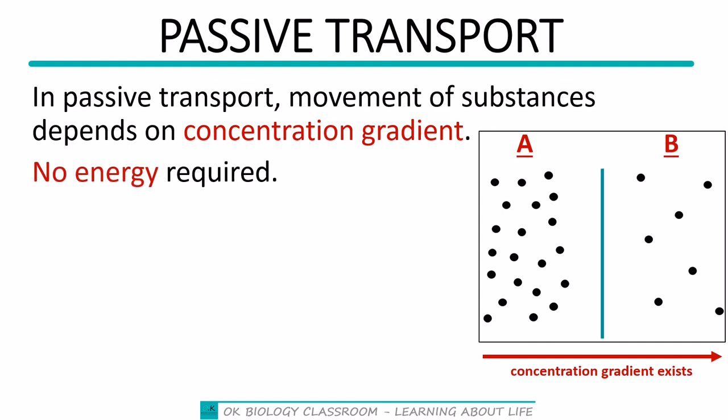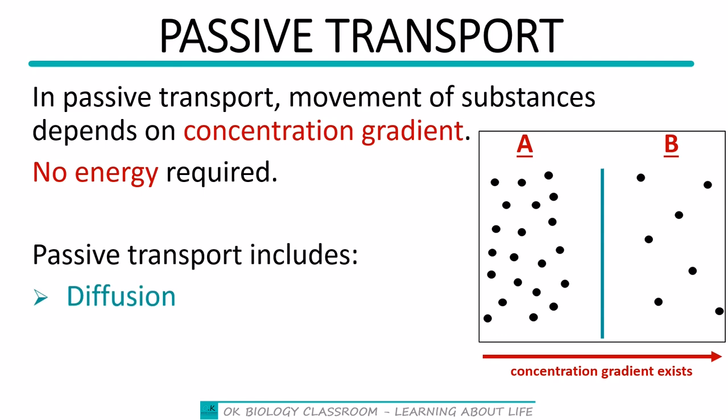So in situations like this, it does not depend on energy. As we see here, no energy required. So what are the two main types of passive transport? We can talk about diffusion and we can talk about osmosis.